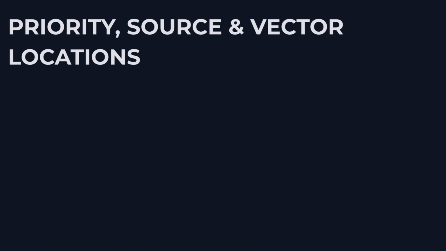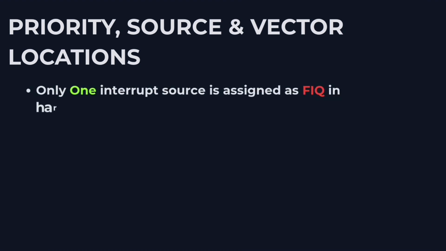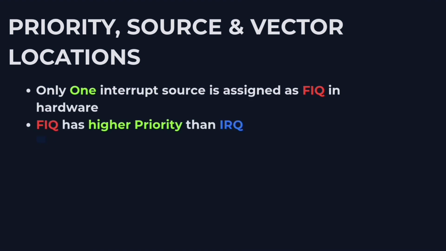In LPC2148, multiple interrupt sources can be handled as IRQ, but only one interrupt source is assigned as FIQ in hardware. If you try to handle multiple sources in FIQ using software checks, it adds delay and removes the speed advantage. In ARM processors, FIQ has higher priority than IRQ. If both interrupts occur at the same time, FIQ is always executed first.